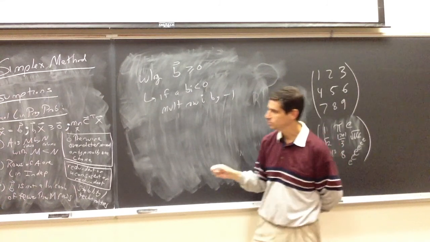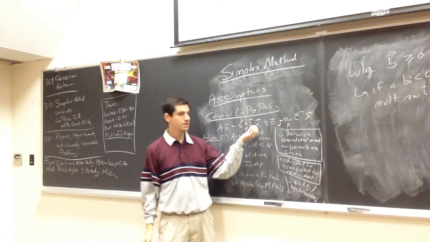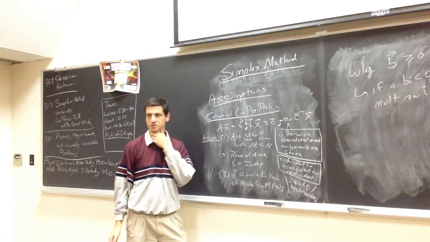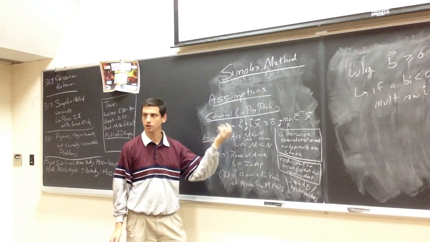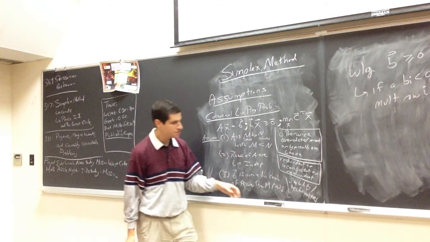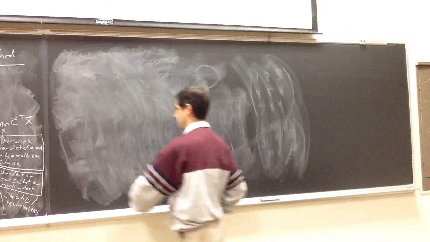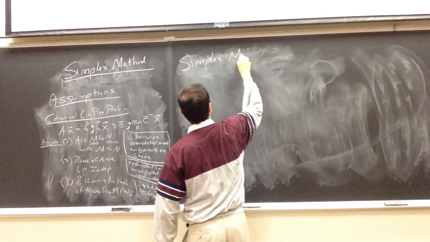So the whole point now is we have a canonical linear programming problem. Ax equals b, b and x are greater than or equal to 0, and we're going to look at the minimum of c transpose x. Our goal is to try to find a way to solve this efficiently. And this is where the simplex method comes in. So, simplex method.